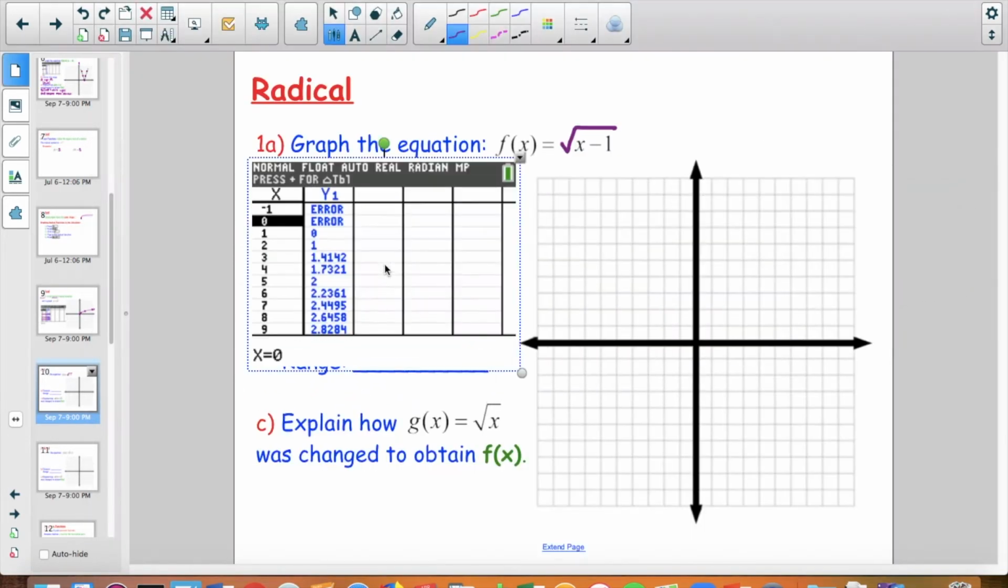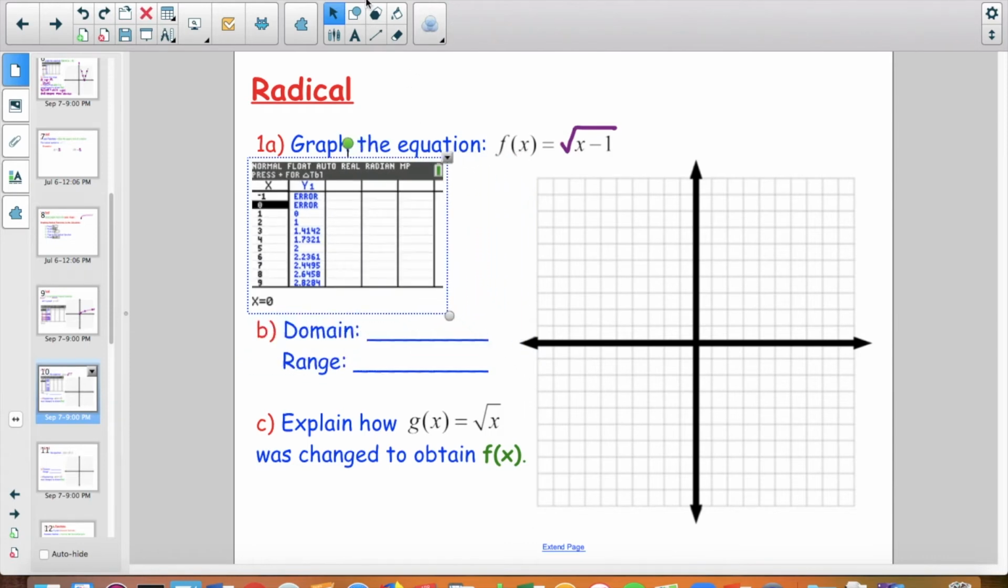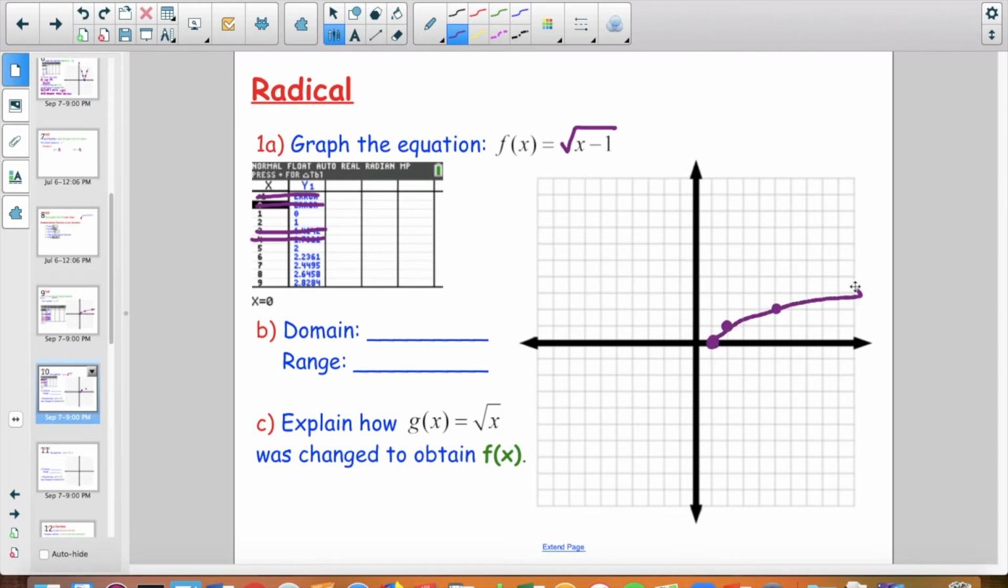So I'm just going to drag this down here. And let's get these values graphed. So we can't graph any of our errors. Okay? The first point we can graph is 1, 0, which is right here. We can graph 2, 1. We can't graph 3, can't graph 4. We can graph 5, 2. 1, 2, 3, 4, 5, 1, 2. And that's enough points for us. We can connect and put our arrow.